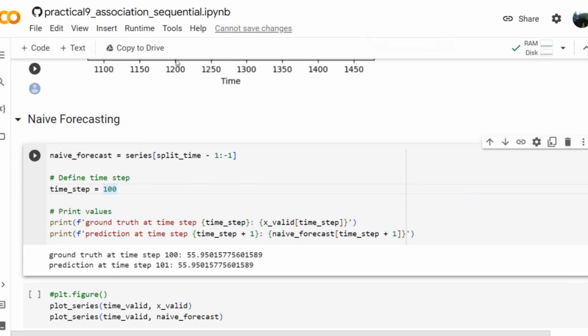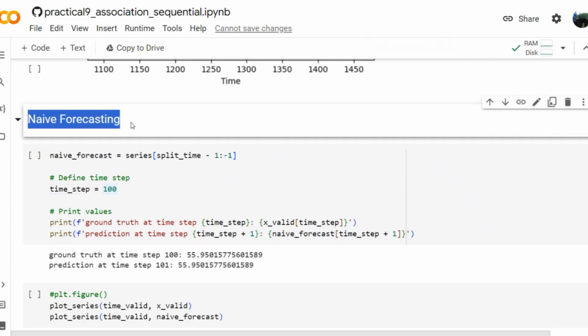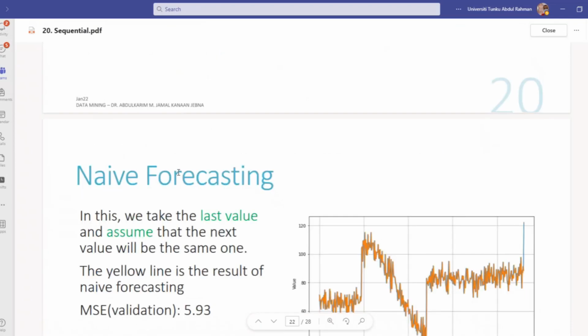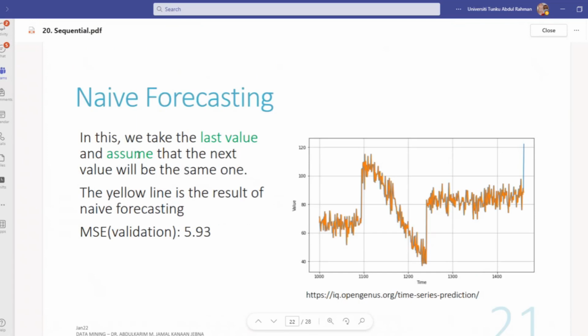Now, similarly, in time series, we need to do some such approach. So we come into naive forecasting. Hopefully now you understood the following step, why we are doing it. But what is naive forecasting in the first place? Naive forecasting is very simple. And actually, it is a naive way, as the word indicates. In naive forecasting, we simply take the last value and assume the next value will be the same.